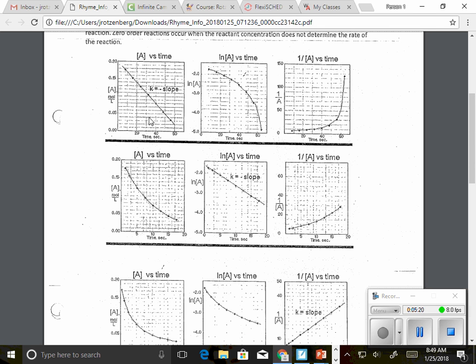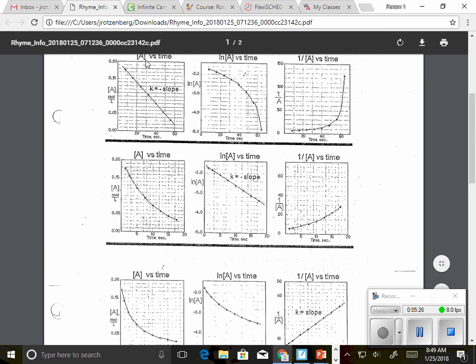The fact that if we can look at graphs, which is what we're going to be making next week in the lab, whichever graph of either concentration versus time, natural log of concentration versus time, or 1 over concentration versus time, whichever graph gives us linear results is telling us what that exponent is for our rate law equation. Then once you have the slope of that graph, it's telling you the k value as well.